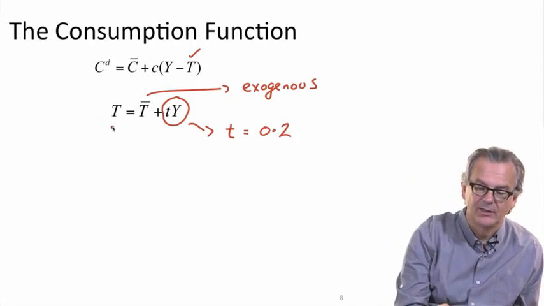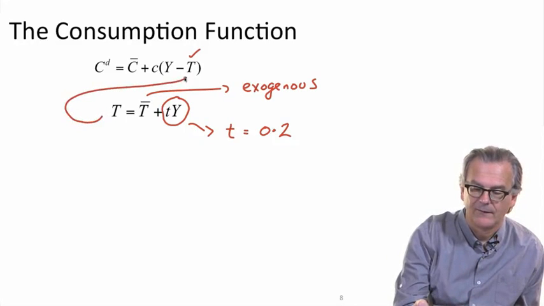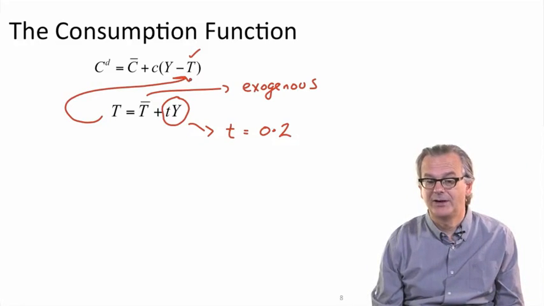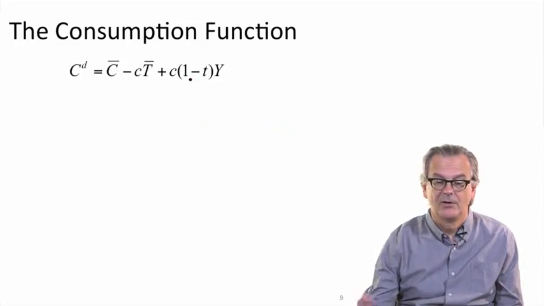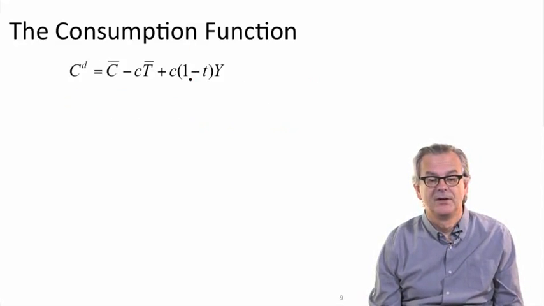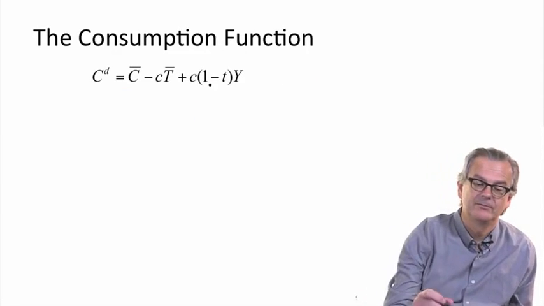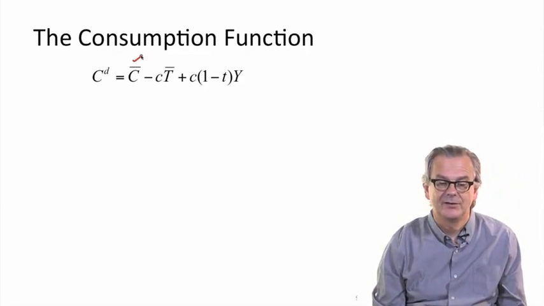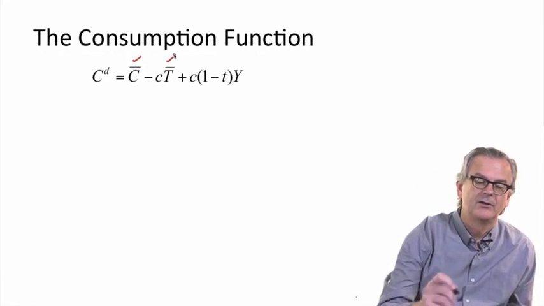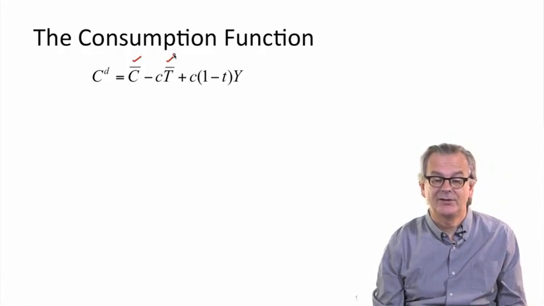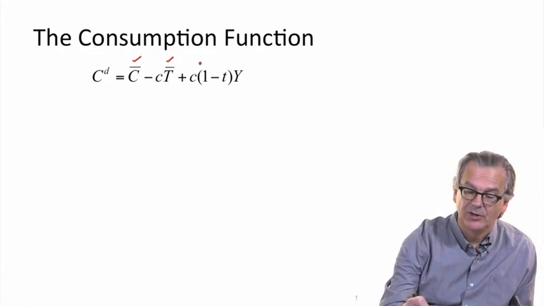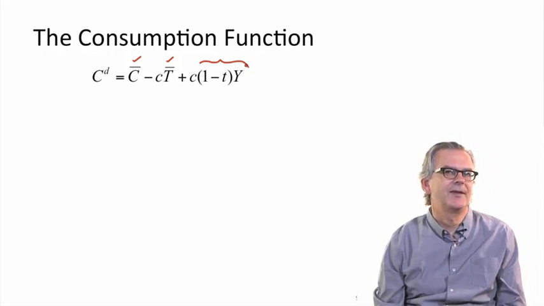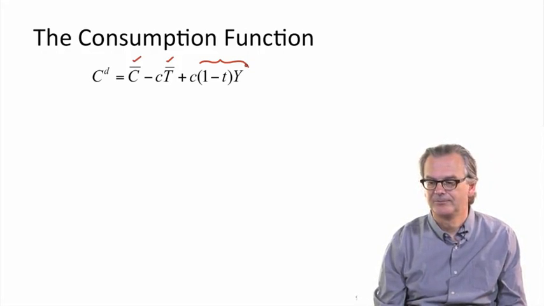So if we take that little tax system and substitute it for the overall measure of taxes in the consumption function, we end up with the following expression, so that household consumption in total is going to depend on this exogenous consumption. It's going to depend also on the exogenous taxes that are paid, and then it's also going to depend on what's left over from income after we take out the endogenous component of taxes.